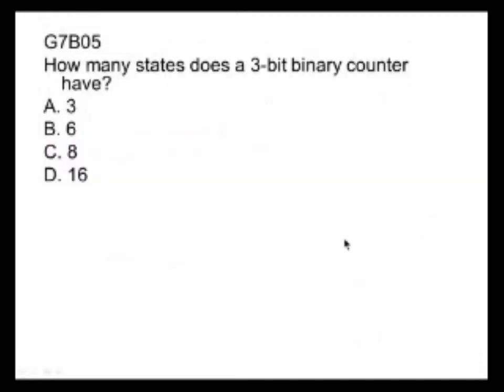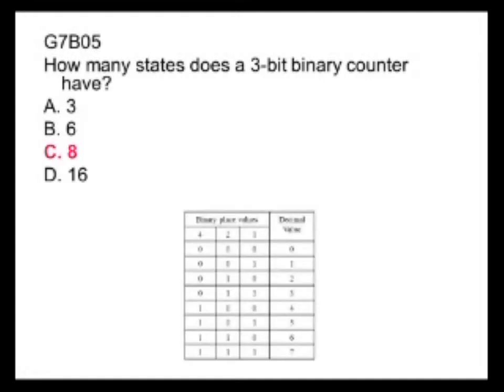How many states does a 3-bit binary counter have? 3-bit binary counter. Here's the truth table for a 3-bit binary counter. So it has one bit that represents the 1's value, another bit that represents the 2's value, another bit that represents the 4's value. Okay, and you can see that we have 1, 2, 3, 4, 5, 6, 7, 8 possible states of the 3-bit binary counter.